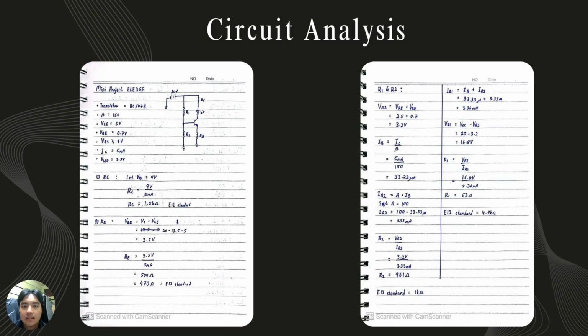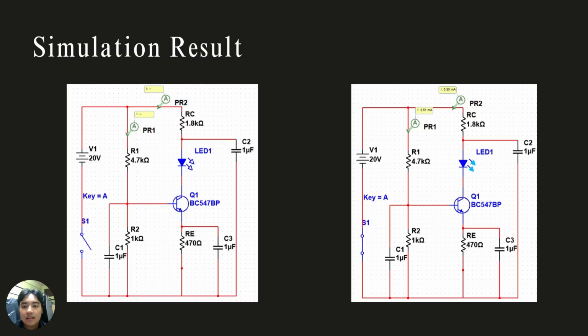Let's move to the result. This is our simulation result. As you can see, the LED turns on when the switch is connected, and besides that, we can see that the current value that we estimated and from the result is not quite different. So we conclude that the simulation works and the resistor value is suitable for the real circuit. That's all for the simulation result.